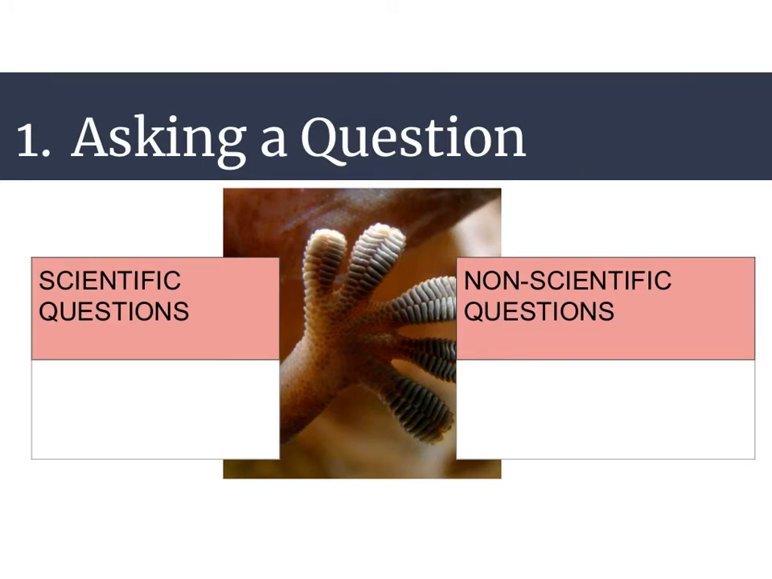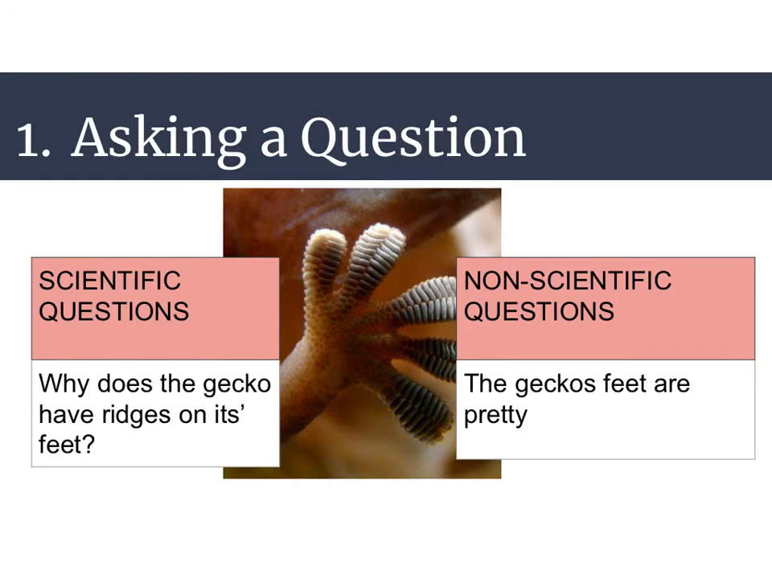All right, so our questions, I'm going to show you a phenomena. Here's a picture of a phenomena, okay? So we can ask 2 types of questions. We can have scientific questions and non-scientific questions. Scientific questions, an example would be, why does the gecko have ridges on its feet? Okay, this is a gecko feet. Why does the gecko have ridges on its feet? Non-scientific questions, the gecko's feet are pretty.